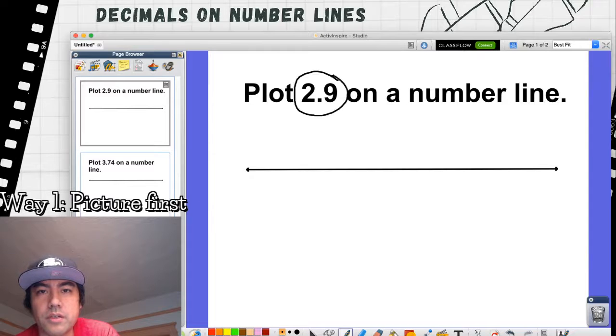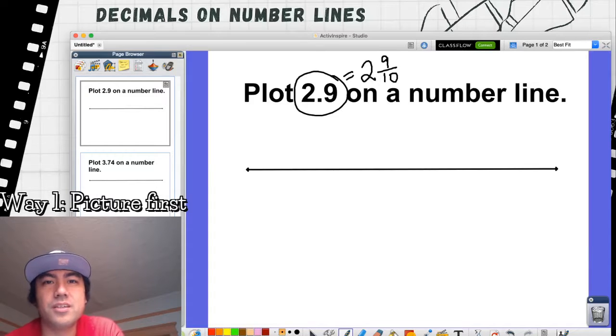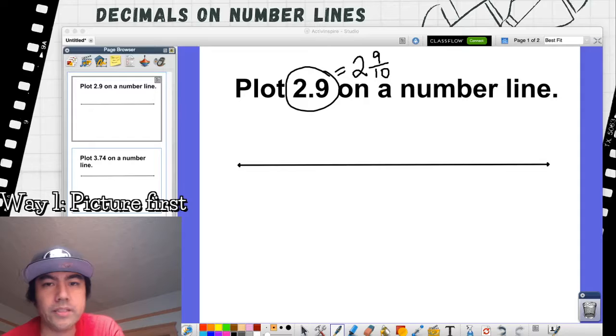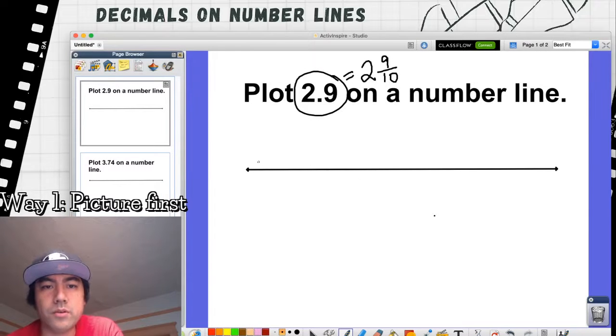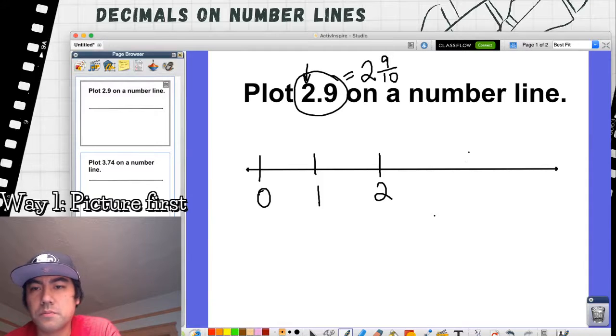This over here is the same thing as 2 9/10, because this is actually how you read it. You don't usually say 2.9, you actually say 2 9/10. Okay, so this way is a picture way. Now some of you are going to be able to do this right away. So this is 2 wholes, so you write 0, 1, 2 wholes, and then you have to figure out where 9/10 is, because that's the last part.